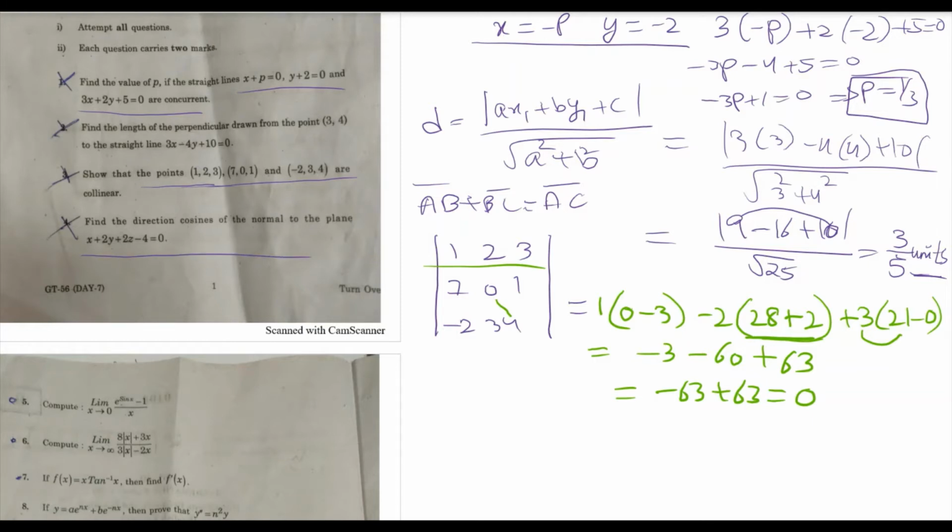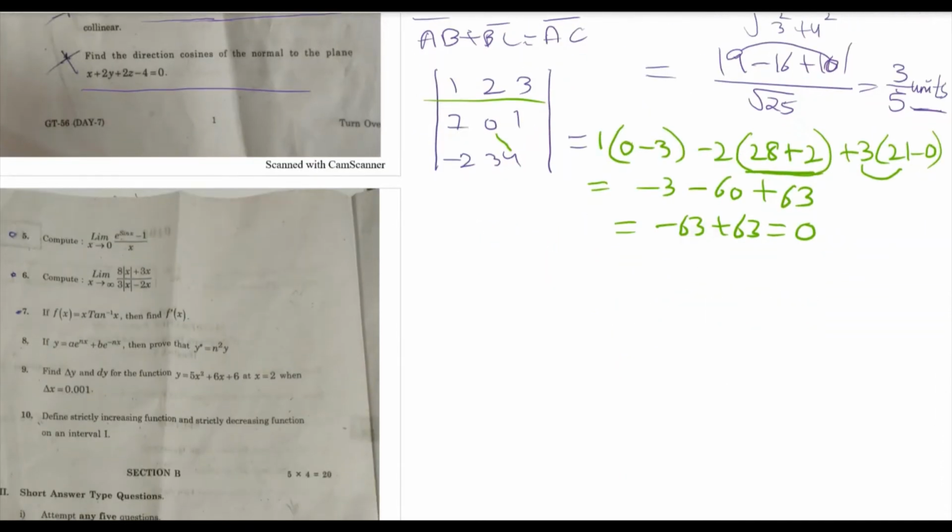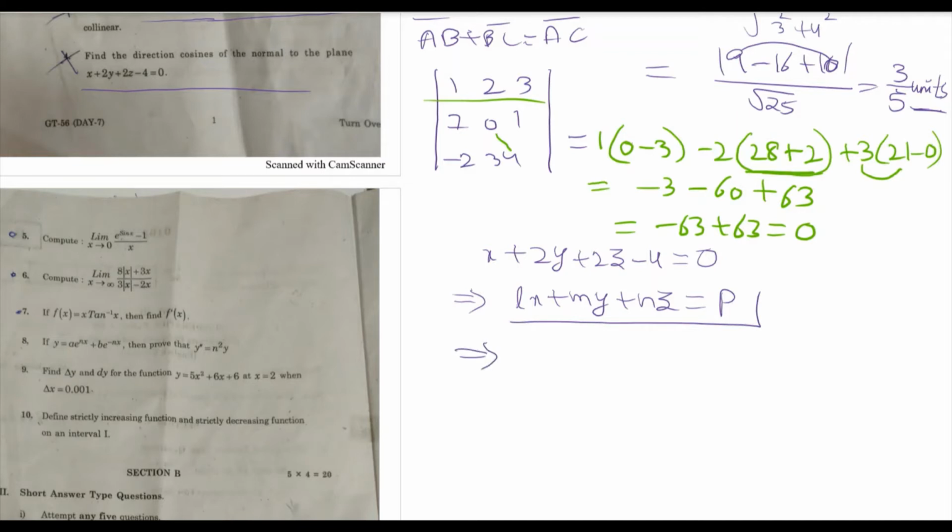Find the direction cosines of the normal to the plane x plus 2y plus 2z minus 4 equals to 0. For plane, given plane is x plus 2y plus 2z minus 4 equals to 0. Let us say that my direction cosines with the plane will be Lx plus My plus Nz equals to P. Since these are the direction cosines, I can write that coefficient of x, 1 by L equals to 2 by M equals to 2 by N equals to, here the constant is minus 4, if you send that side it's 4 by P.